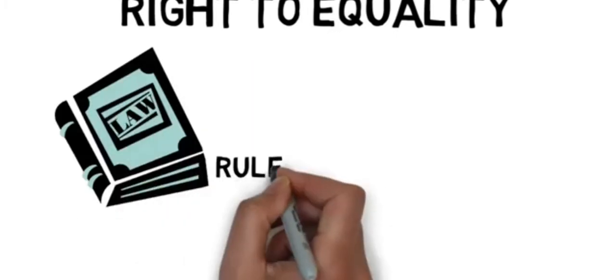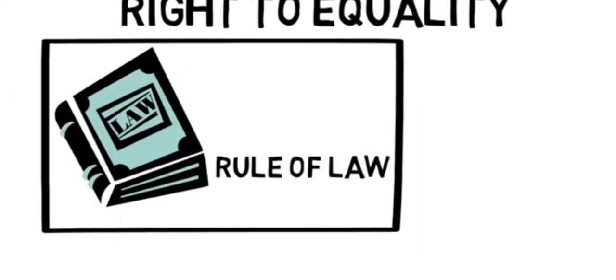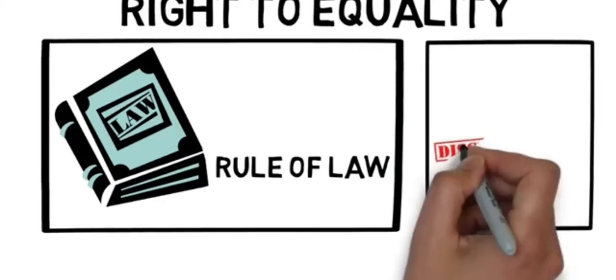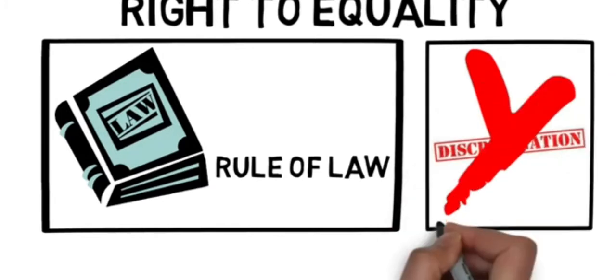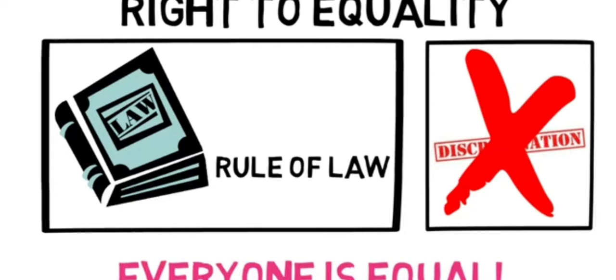Rule of law is an important aspect of right to equality. It means rules and regulations are same for every Indian citizen. There is no discrimination on the basis of caste, religion, gender, etc. Right to equality establishes the basic law in India that everyone is equal.